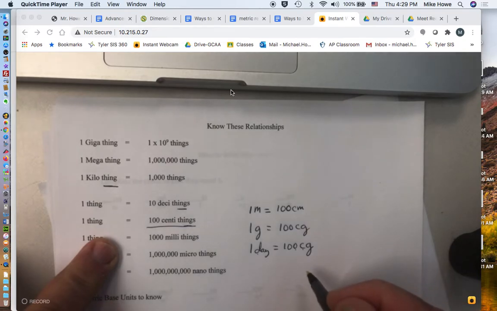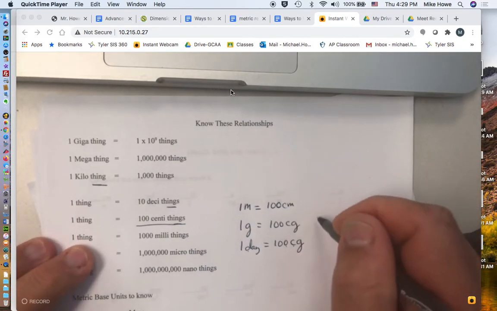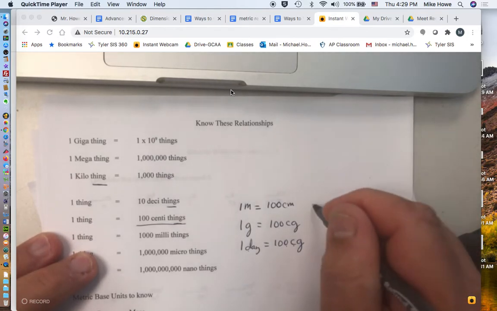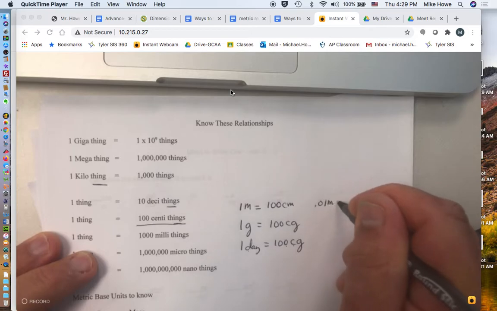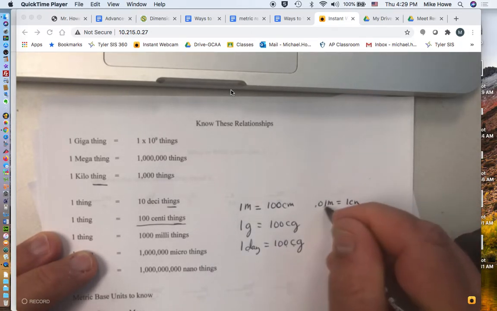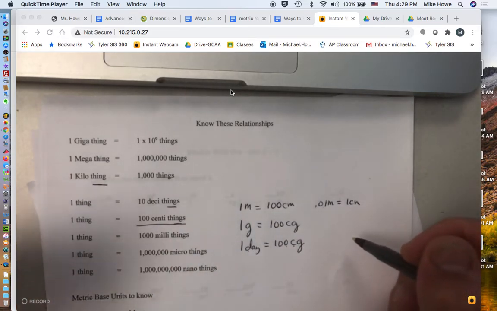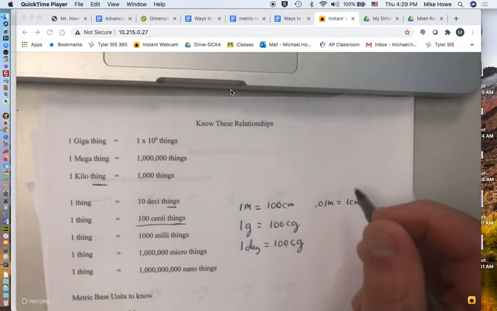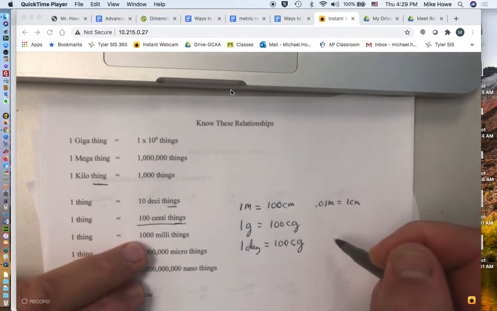In a practice activity I'm going to refer you to, there's another way to write this. You could say that 0.01 meters equals 1 centimeter. And that's another way to say that they're equal to each other. So centi means 1/100th of whatever you're talking about. So no matter what you're talking about, centi means 1/100th.